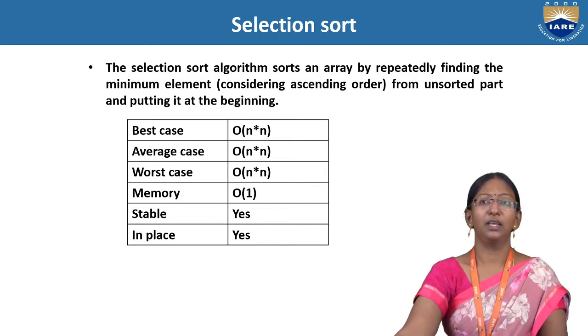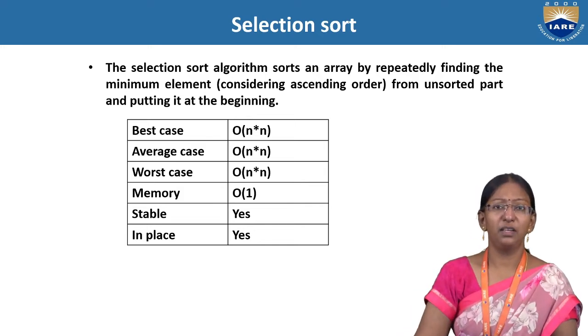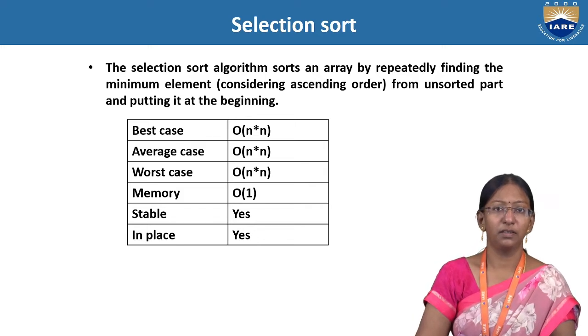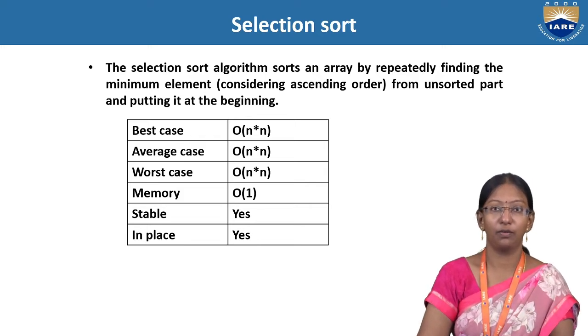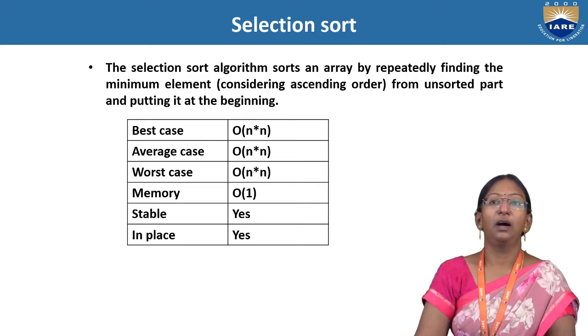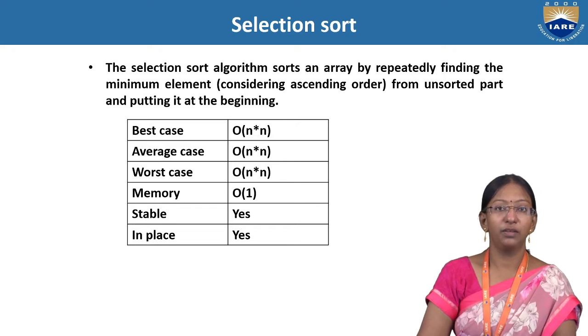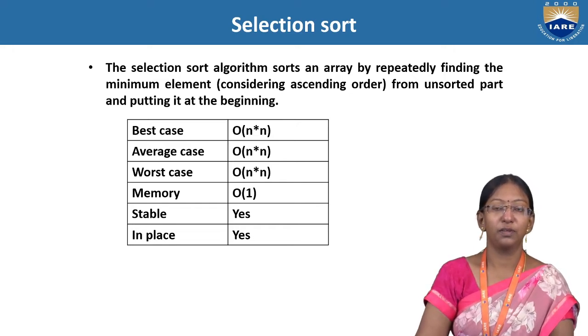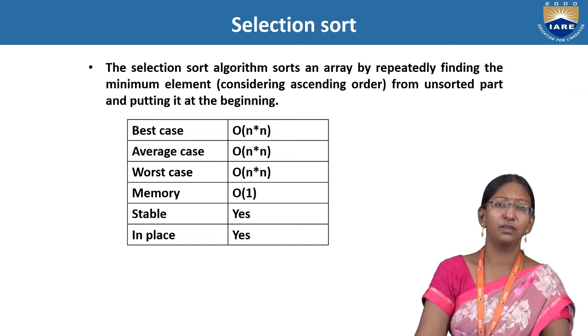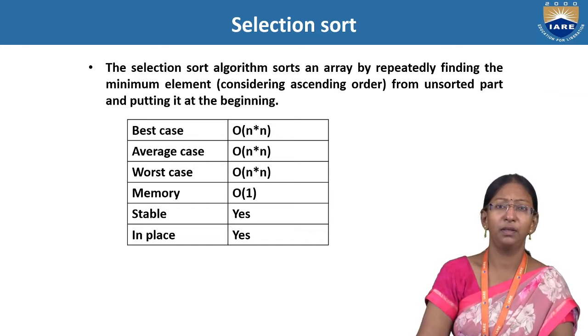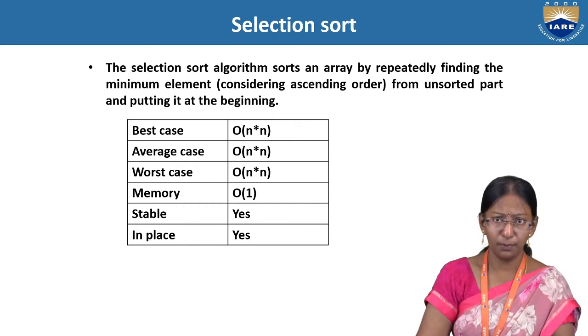Selection sort repeatedly finds the minimum element. Let's see in ascending order, as I told you in the previous session also, let's confine ourselves to ascending order. Its best case, worst case and average case time complexity is order of n square. The memory it uses is one temporary variable. Yes, it is an unstable one and an in place one.